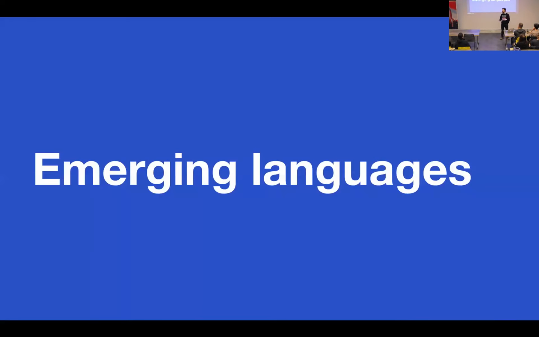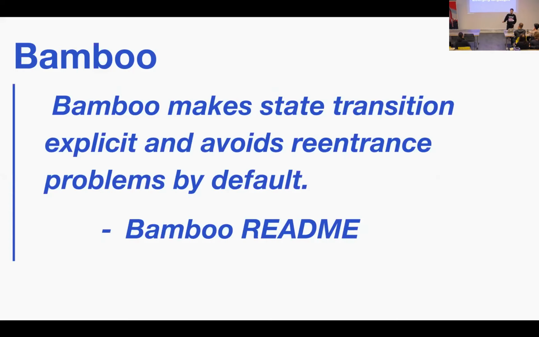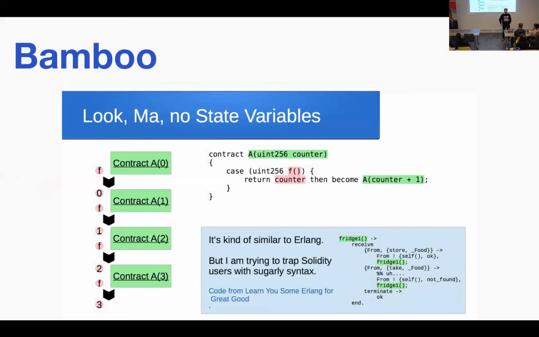Emerging languages. To me, this is really sexy just because I get really excited about different ways of targeting the EVM with a human readable language. So Bamboo is a project of Dr. Yoichi at the foundation. It makes state transitions explicit and avoids reentrance problems by default. So it's basically a built-in state machine, and apparently you can't pull off reentrancy.